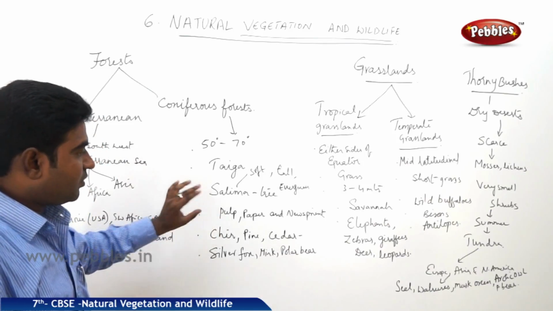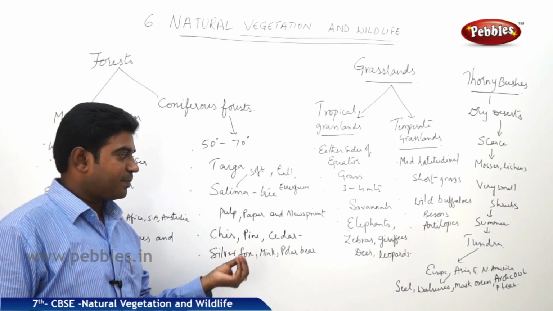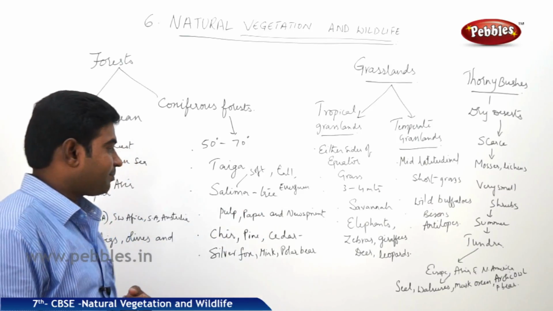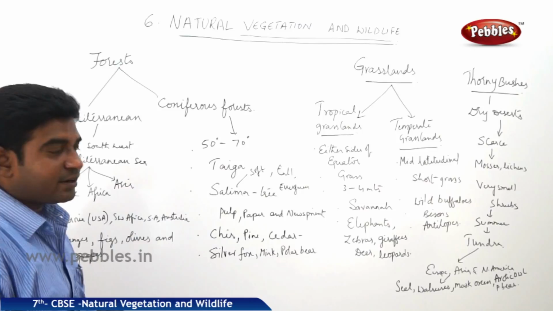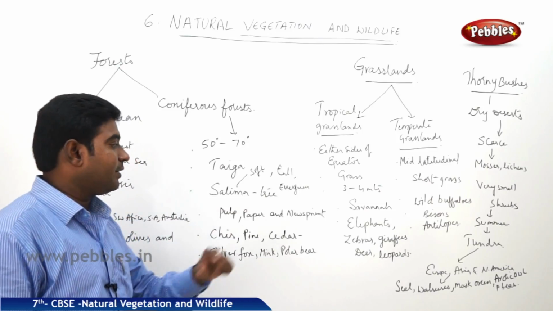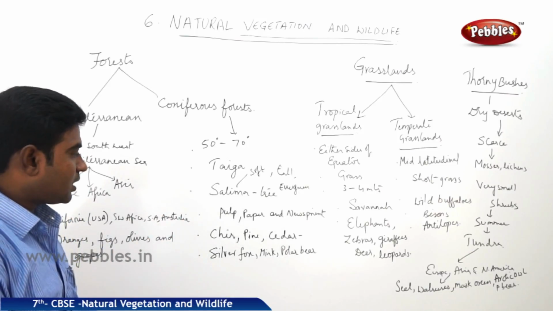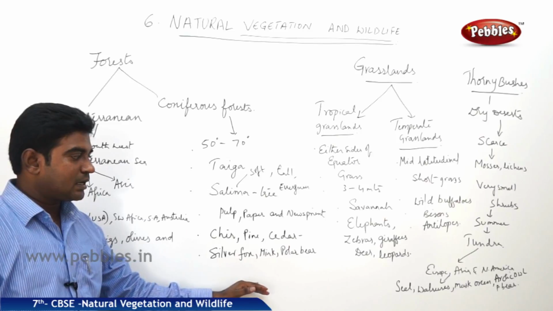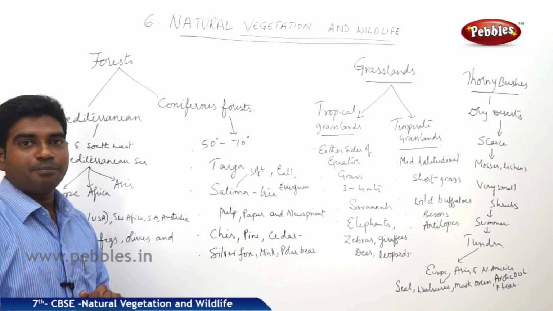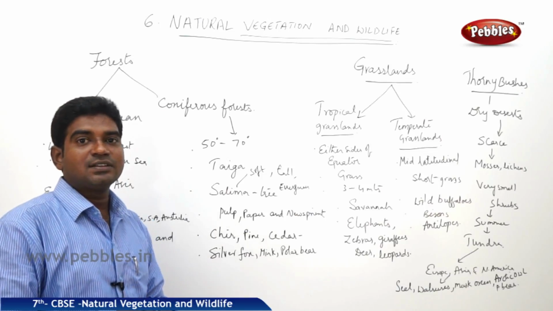And here we have other trees which are also used for making pulp, paper and newsprint. Along with this Salima tree, we also have the trees of chir, pine and cedar. And the animals which are found in this coniferous forest are silver fox, mink and the polar bear. These are the different types of forests which are being discussed in this chapter.